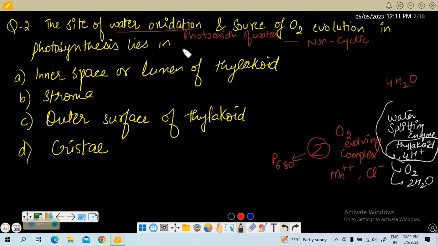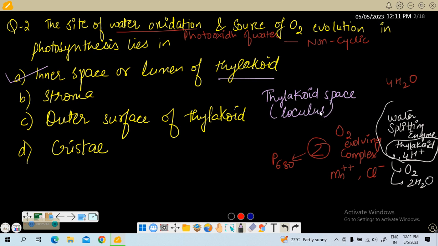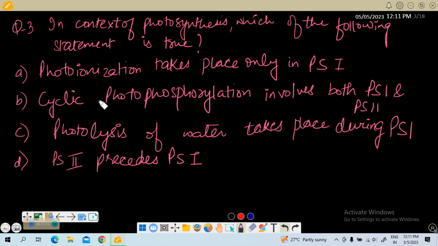Okay, so here they are saying the source of oxygen in photosynthesis lies in the inner space or lumen of the thylakoid space. So the terms are thylakoid space or loculus. In simple terms, the non-cyclic pathway occurs in grana thylakoids.